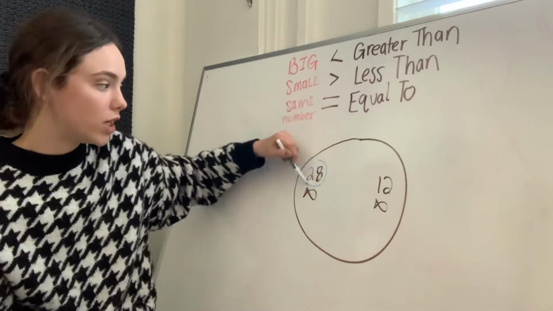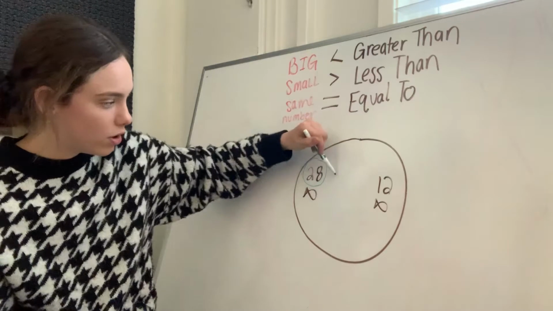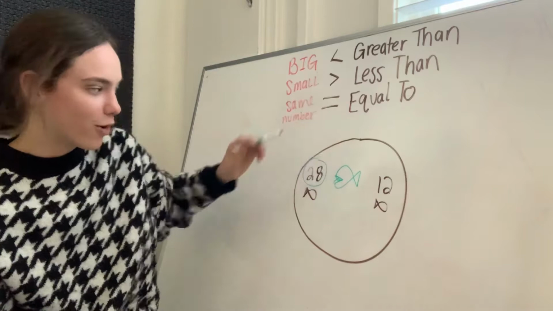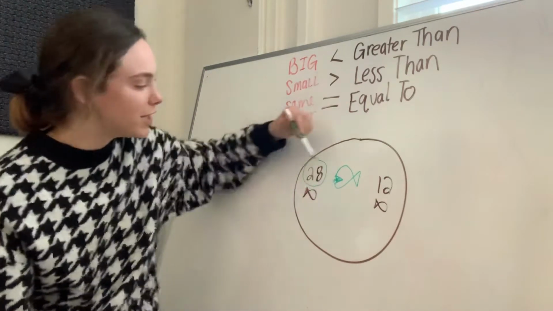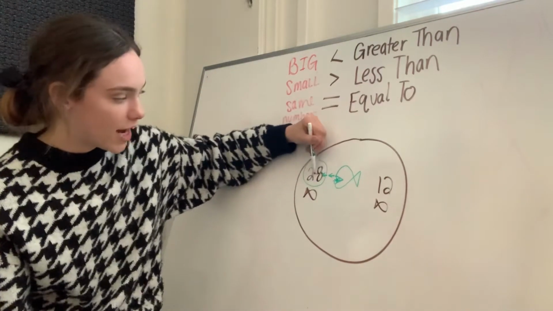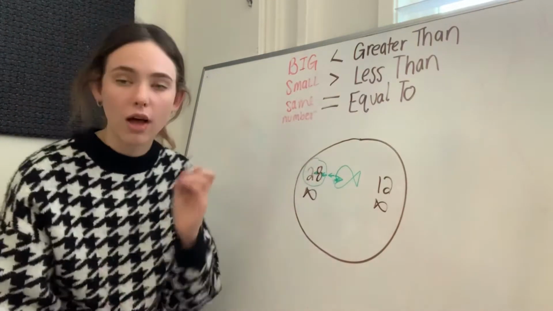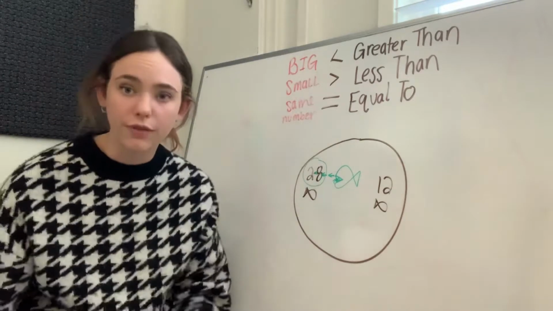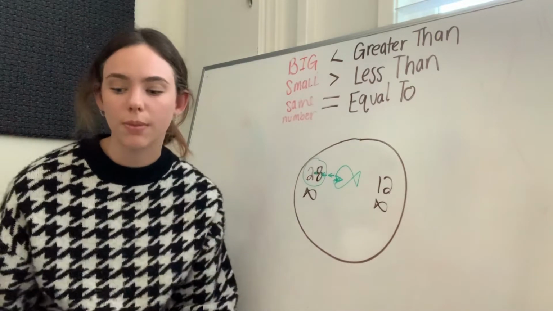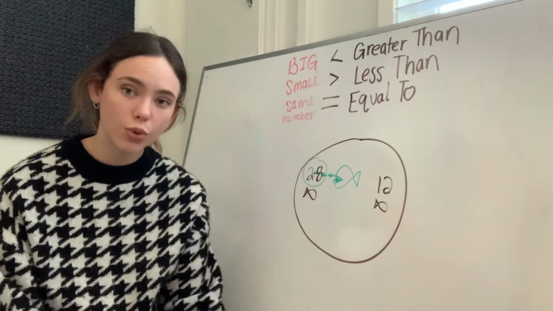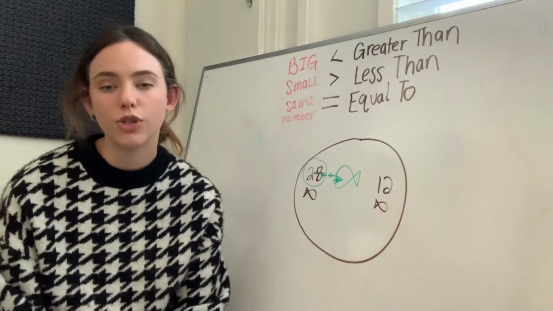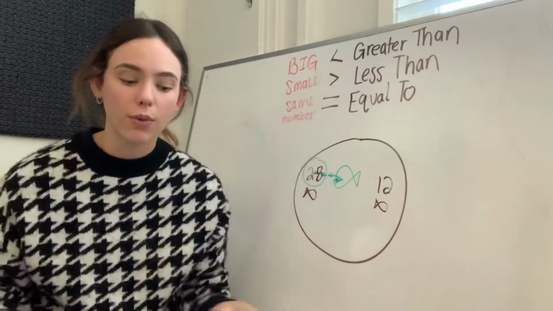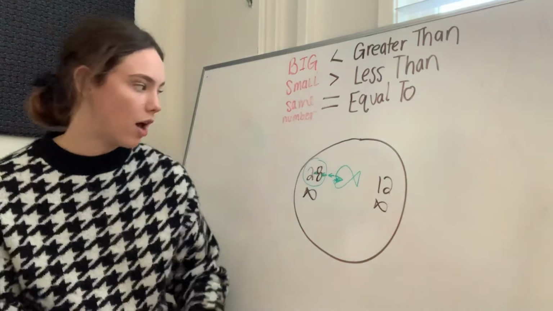So in this case, 28 is the bigger number. So pretend like this is an alligator or a piranha or whatever. This is an alligator, so he's gonna swim over to this side of the lake because 28 is bigger than 12 and he wants to go to the side with the most fish. So that's just a little preview of what we're going to be doing today. Today we're going to be practicing comparing two-digit numbers to figure out which one is greater or less than, or if they're equal numbers. And we're going to be doing this by using symbols.